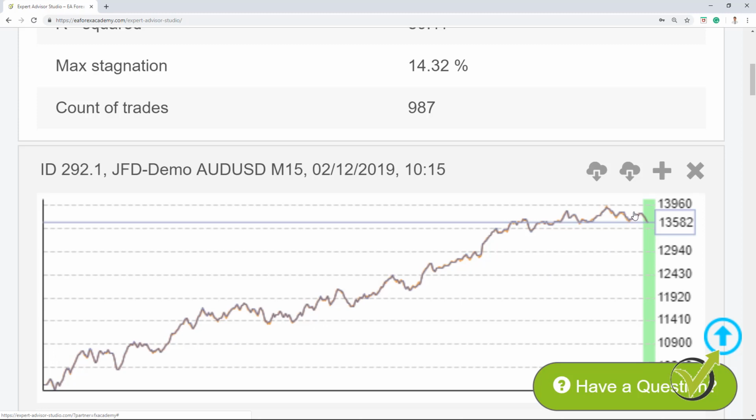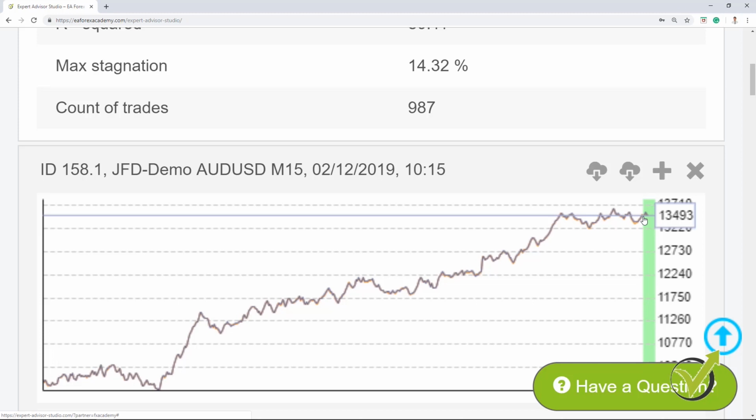I don't want to gamble if this is a normal drawdown in the strategy or it is an over-optimized strategy. I don't know that, and I don't want to find out in my real account or in my real testing. So that's why I will just remove it.